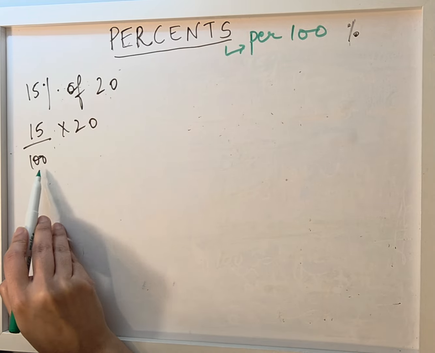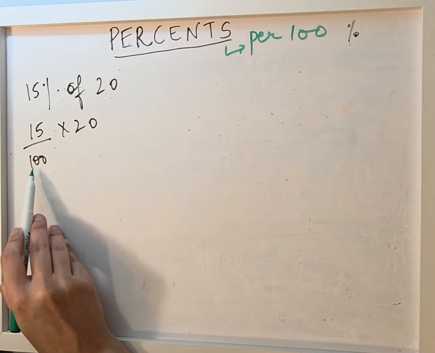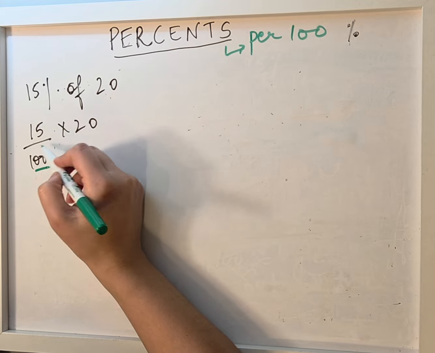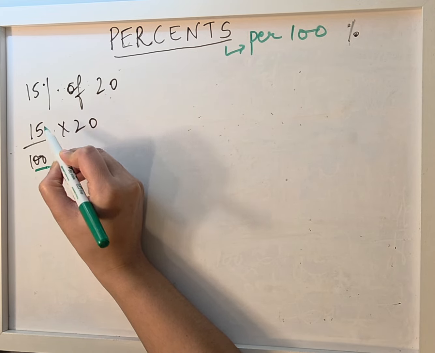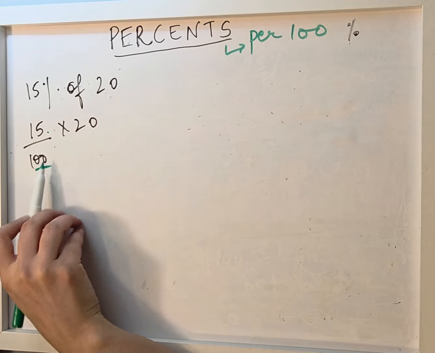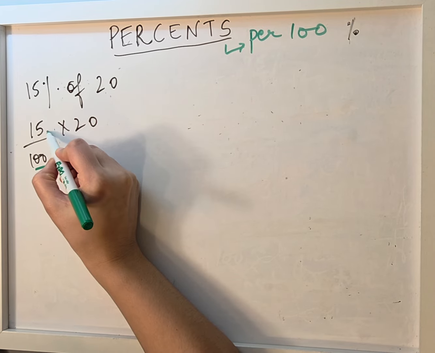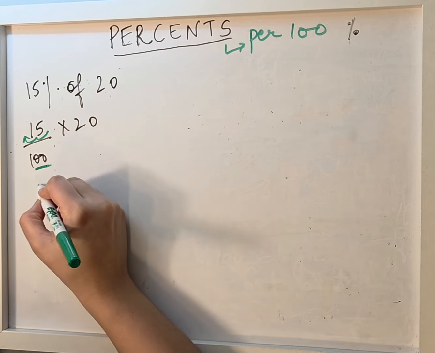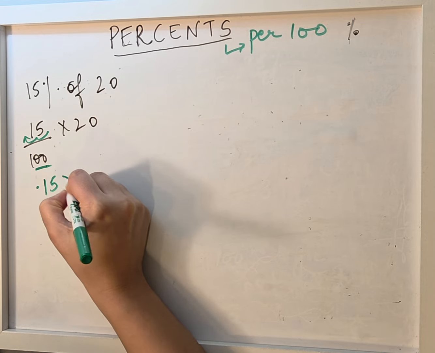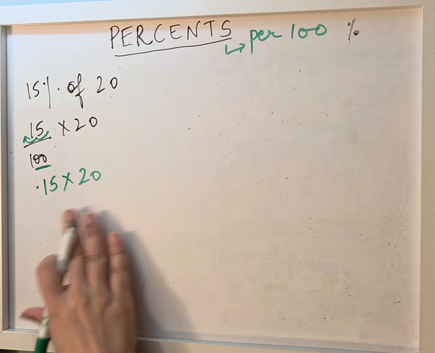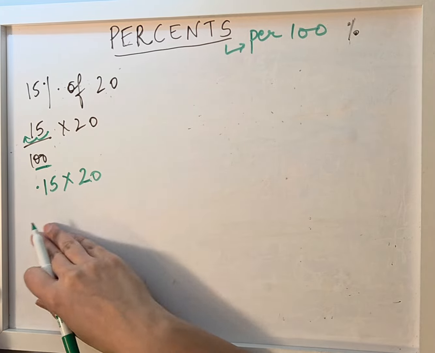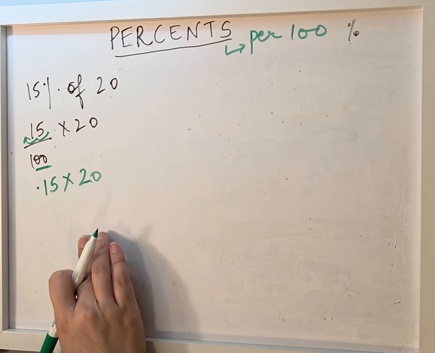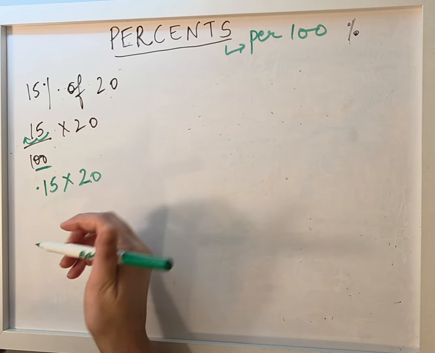What is the rule of dividing by 100, by powers of 10? Because there are two zeros, and in a whole number the decimal is always at the end. If we are dividing by 100, the decimal moves two places to the left. So we change it into a decimal. This becomes 0.15 into 20. Now this becomes a normal decimal multiplication problem. We've done a lot of examples of that in our other videos.